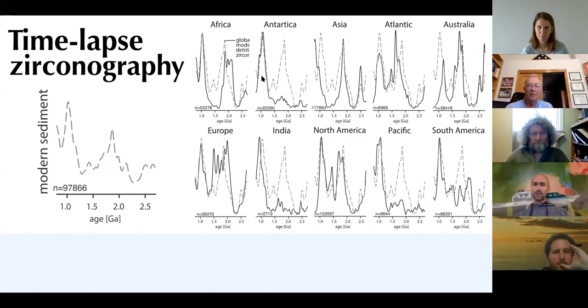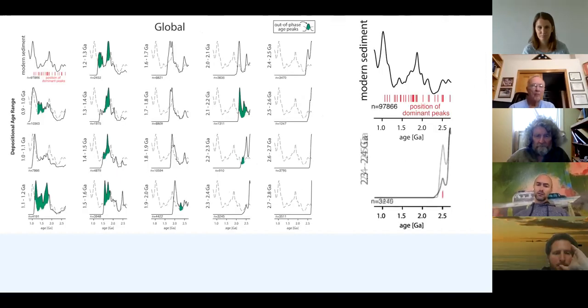Antarctica matches the Rodinia age peak very well, but has a much more diminished Nuna age peak. Asia has the strong Nuna age peak, but doesn't really see a strong Rodinia age peak, but instead sees a stronger Neoproterozoic age peak, etc., on through the different continents. And I can come back to these if someone would like a closer look at these. So now let's look at them through time.